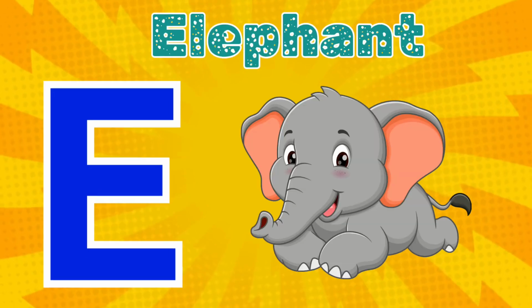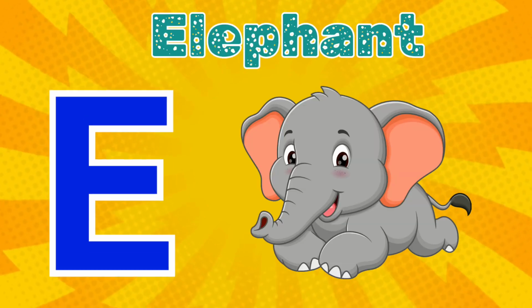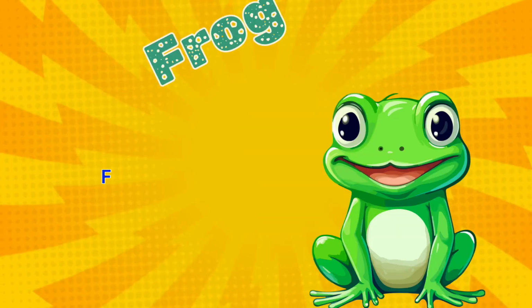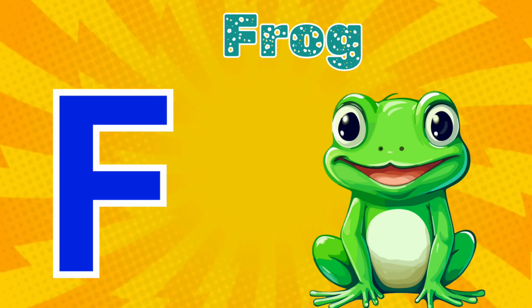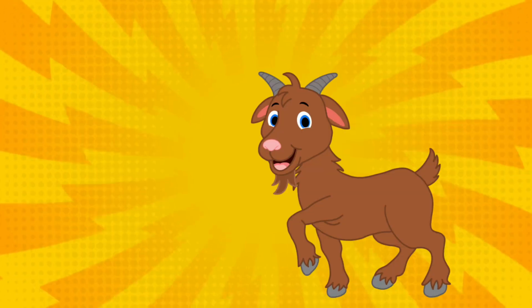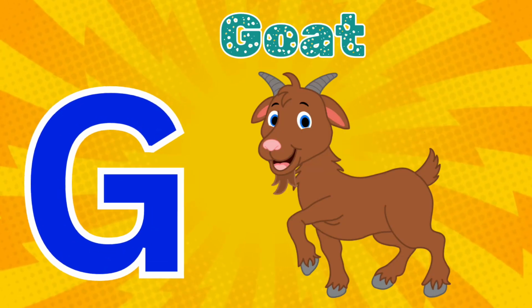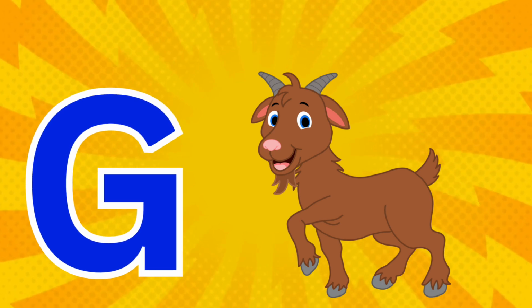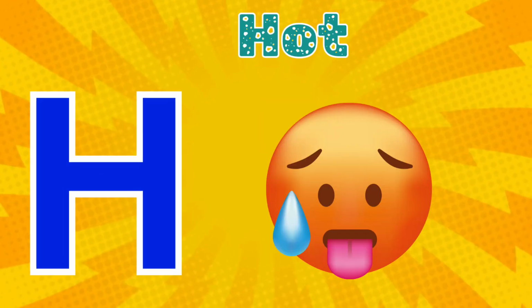E is for elephant. F is for frog. G is for goat. H is for hot.